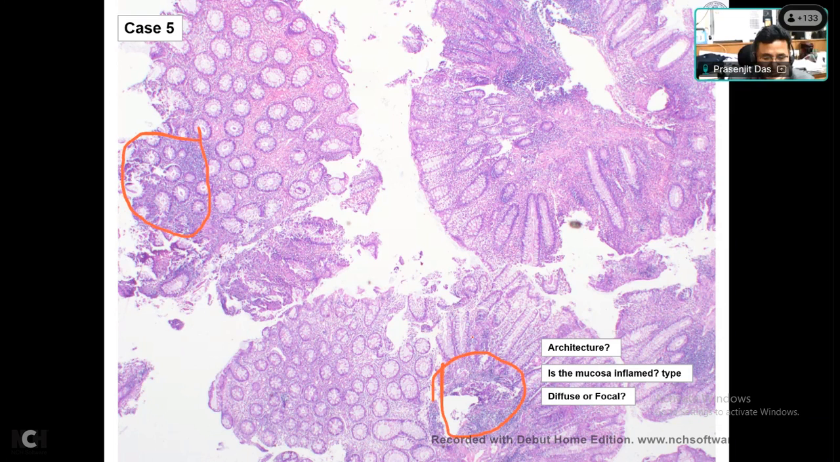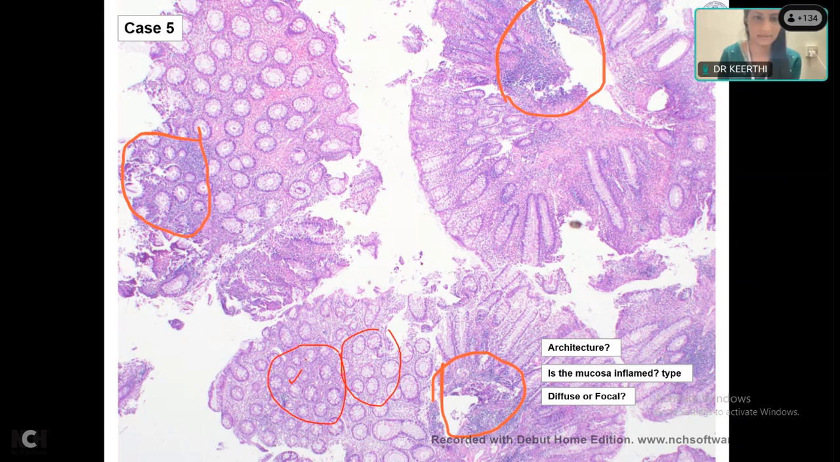But these are lymphoid aggregates, what you are showing us. But I will show you some more other areas. See this area? Compare the density of inflammation with this area. Inflammation is higher here.